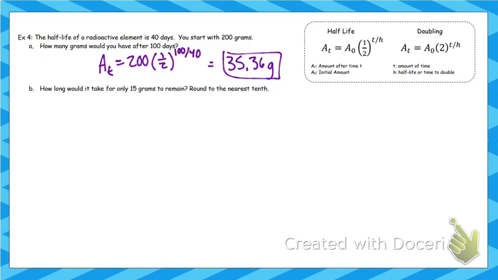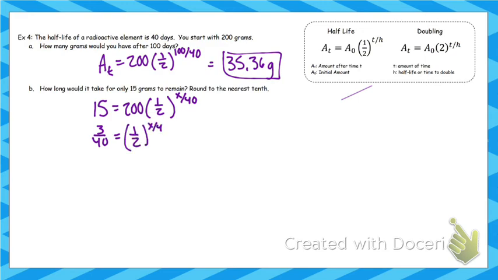All right, let's look at the same situation, different place for the variable. How long would it take for 15 grams to remain? So we want A(t) to be 15. We're still starting with 200. We're still looking at half-life. We don't know time. We do know the half-life is 40. So again, just like in the previous questions, get the exponent and its base by itself. So divide by 200. If I divide by 200, that would give me 3 over 40.